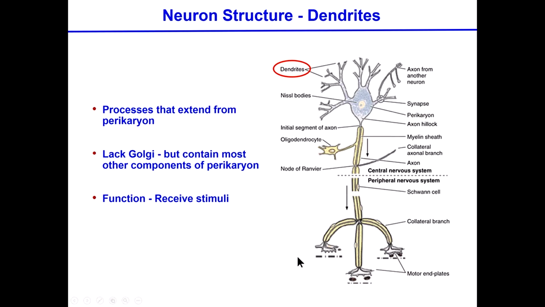So, as I said before, the dendrites are processes that extend from the perikaryon. They have everything else that's in the perikaryon except for the presence of Golgi. And the main function of the dendrites is to receive the stimuli.